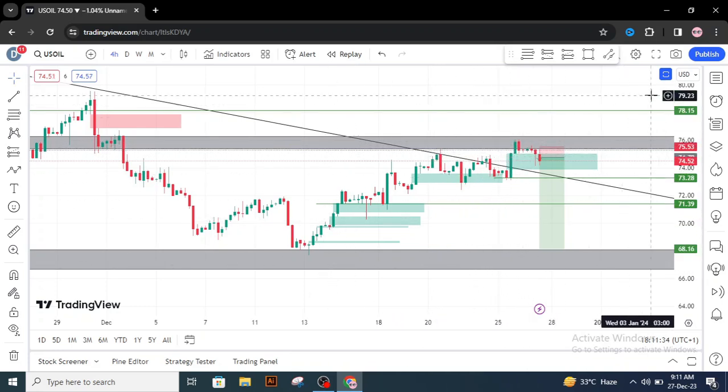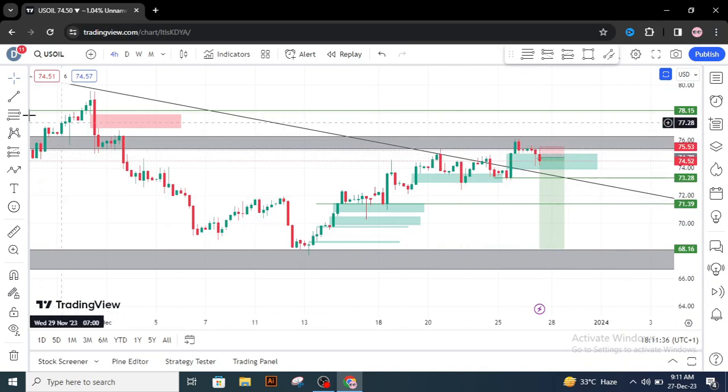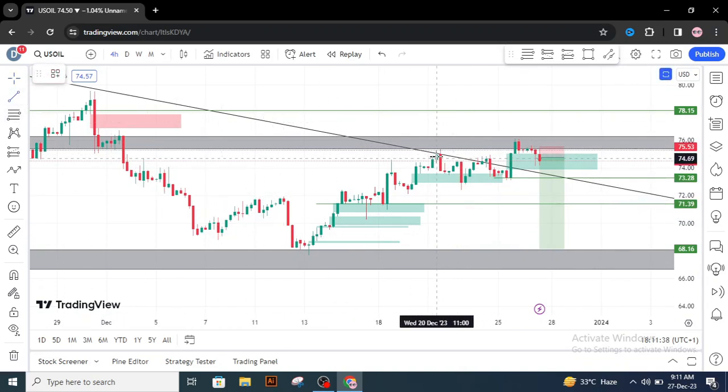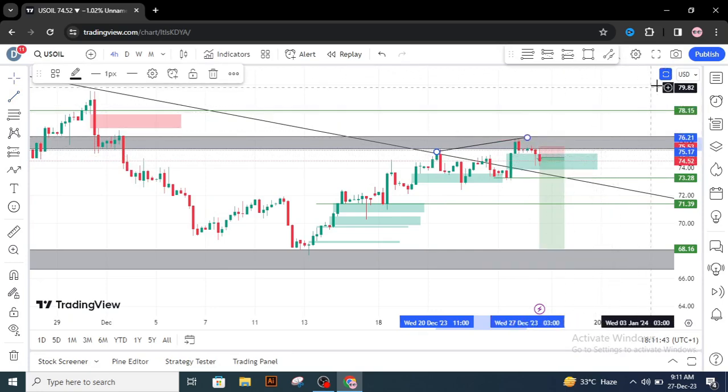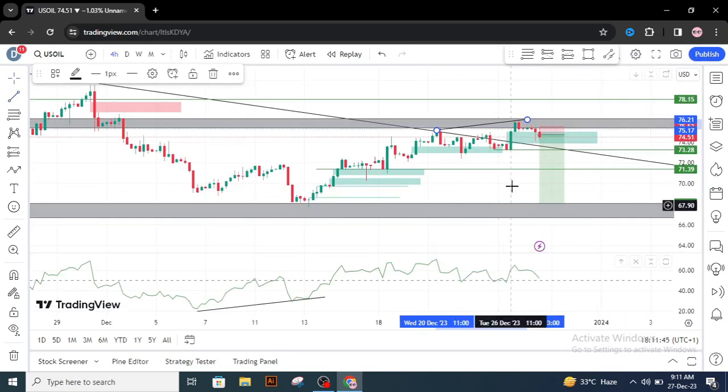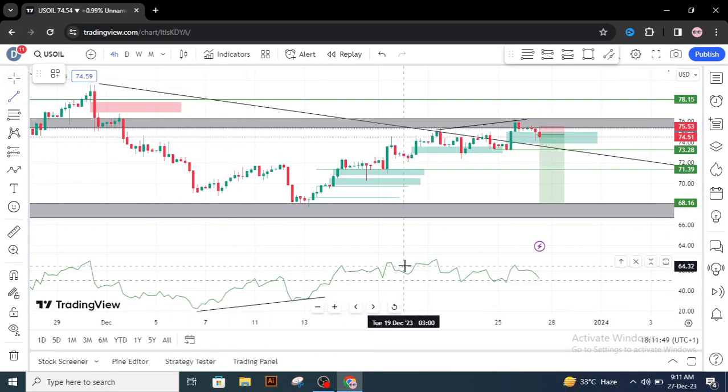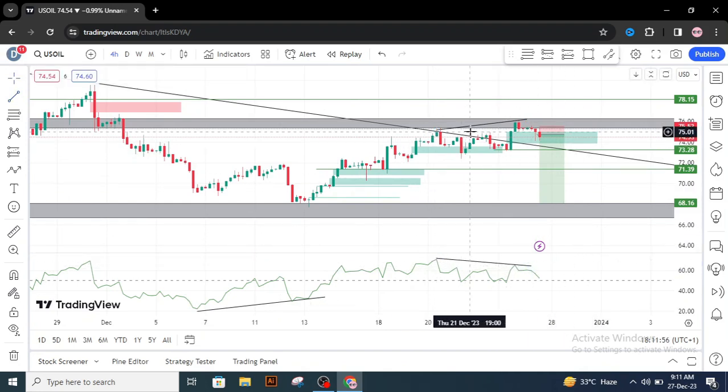How I got to know that is because I saw a very significant divergence, because I do trade divergence. Let me show you what I mean. So I don't see the market pushing up.